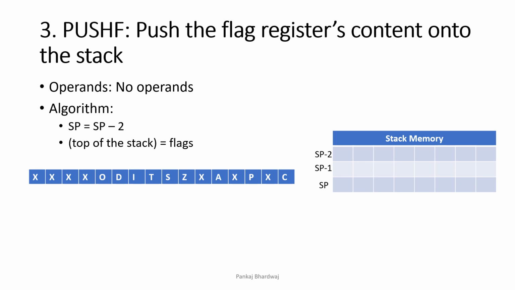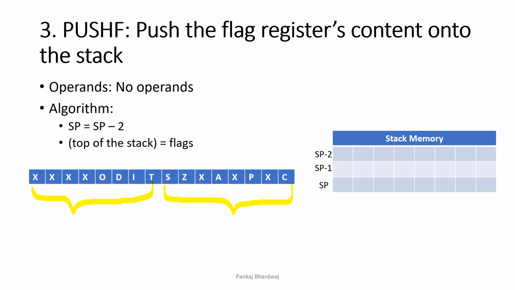Next is PUSHF. That is, push the flag register's content onto the stack. Now suppose we have stack memory and the stack pointer is pointing to this SP location. Since the memory is 1 byte wide, only 8 bits can be moved at a time. So the 16-bit flag has a low order byte and a high order byte. First the high order byte will be moved, then the low order byte will be moved second.